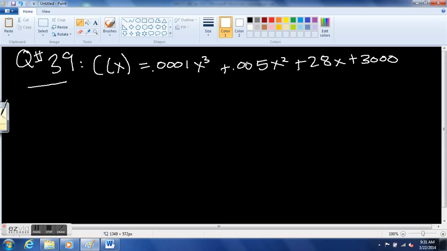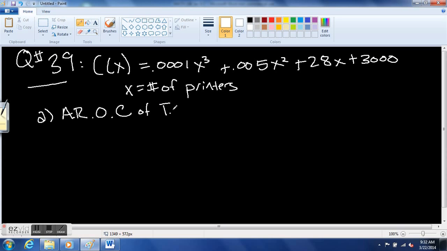Here's the cost function: 0.0001 x cubed plus 0.005 x squared, and x is equal to the number of printers that we are making or producing. And the question says, find the average rate of change, AROC, of total cost when the production changes from 100 to 300 printers. So you're making 100 printers a month, but now we're making 300 printers a month. So not what's the change, but what's the average rate of change.